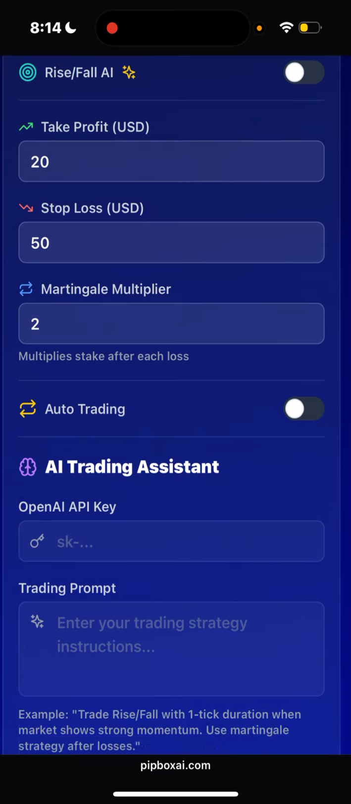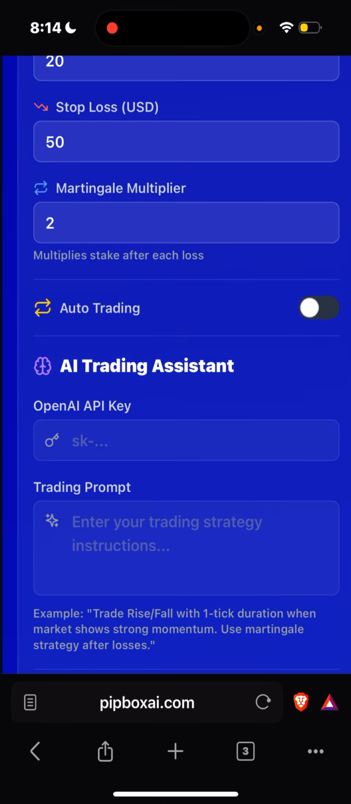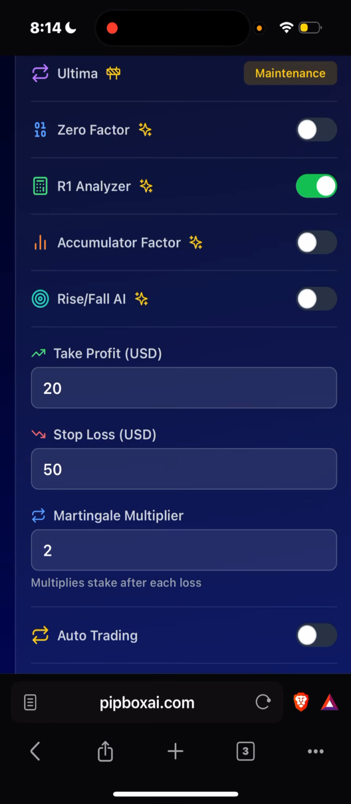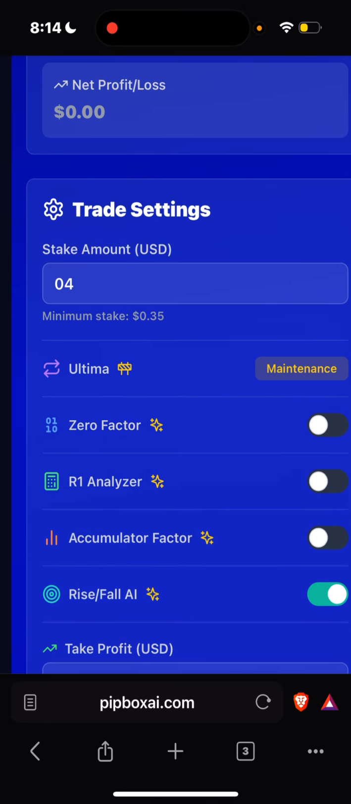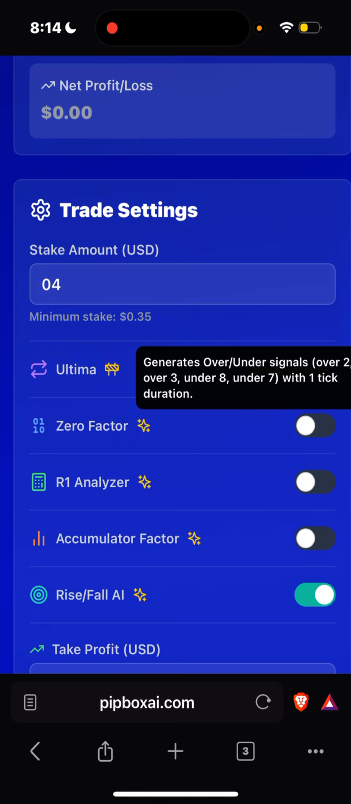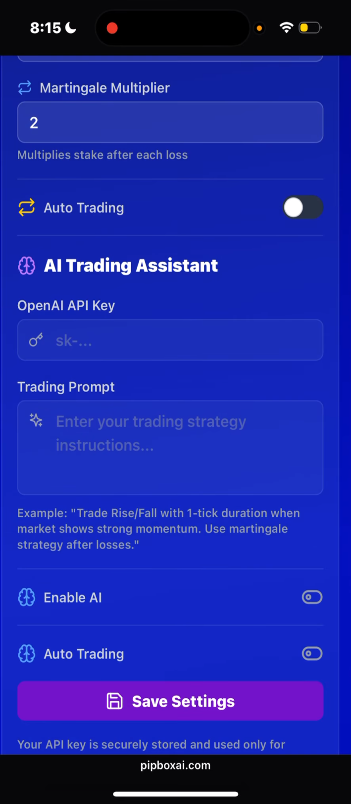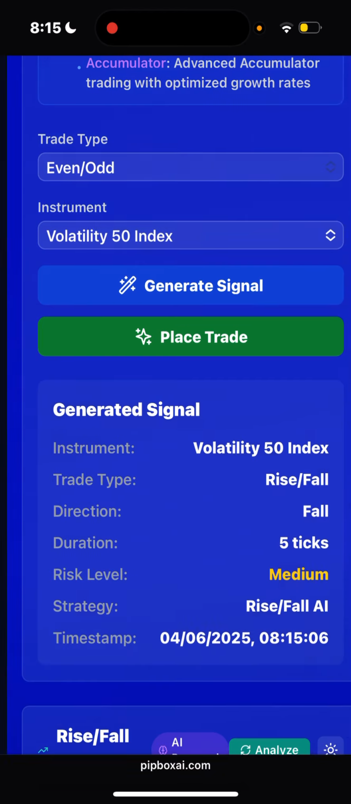We leave our stake at 0.4. Remember, whether you're trading manually or automatically, it's recommended that you use the reverse martingale strategy. I will enable Rise and Fall AI. I'll check my stake again, it's at 0.4. I'll come up here and check my take profit is at 20 and stop loss is at 50. Those are key things that you always need to check. Click on enable auto trade.